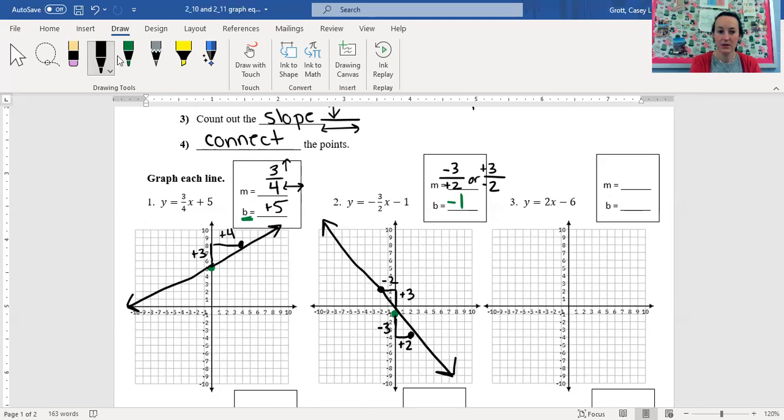Third one, y-intercept without the x. So that's going to be -6. My slope's not a fraction. Let's turn it into a fraction. Let's put a +1 there. It will always be a +1. So my slope is now +2 over +1.